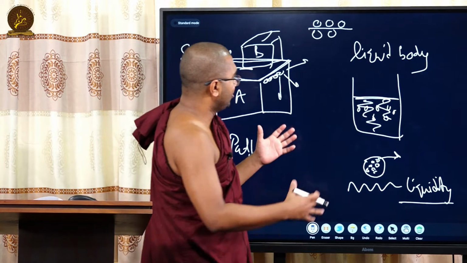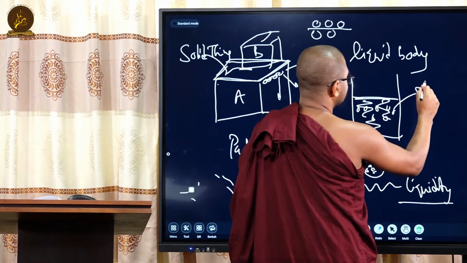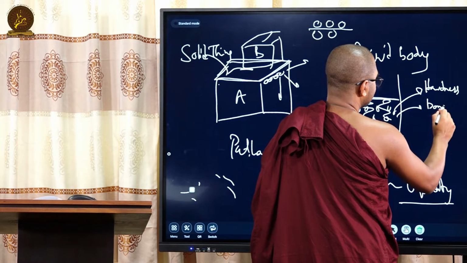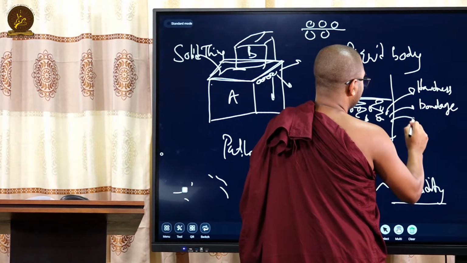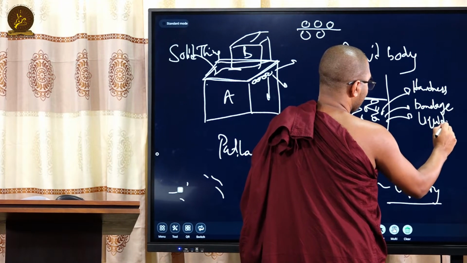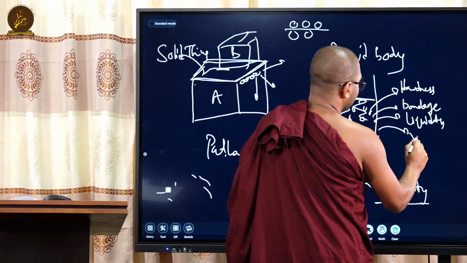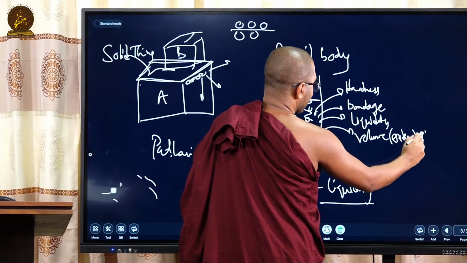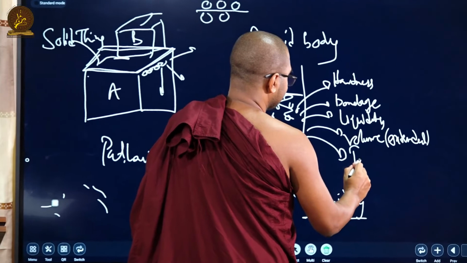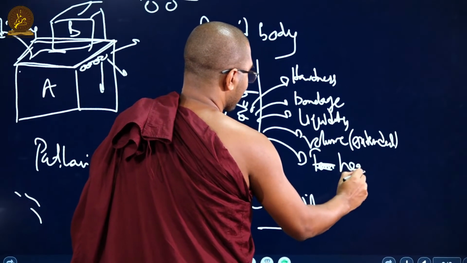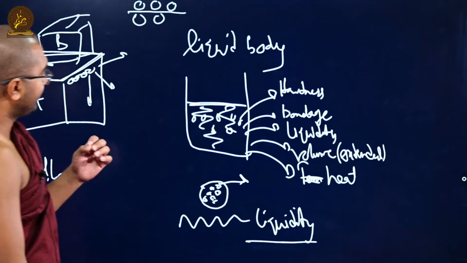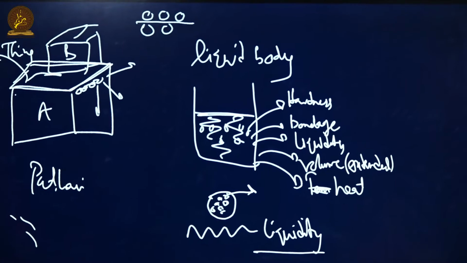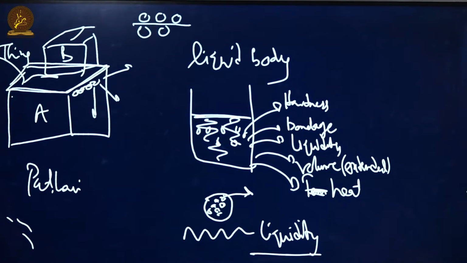So likewise, when you look into these attributes, we know that there is a hardness. We know there's a bondage, attraction. Then we know there's a liquidity. We know it has a volume, extended nature. And we know it has a temperature, its heat or coldness. None of these are the liquid. A liquid cannot exist without them. So liquid is not a reality. It's a combination of these qualities.